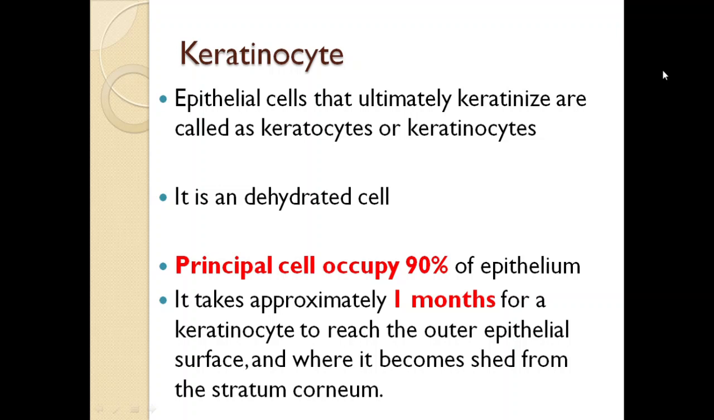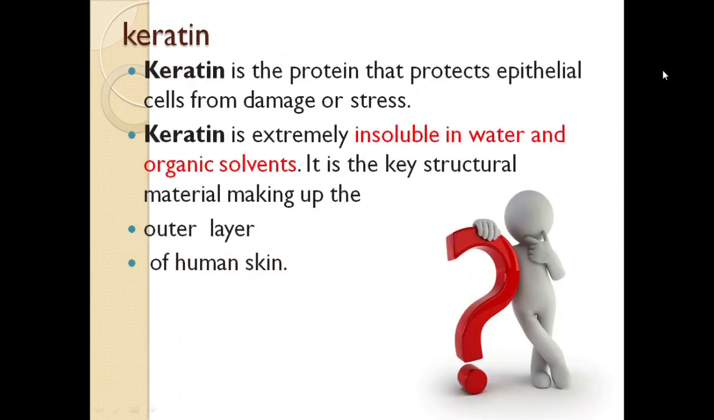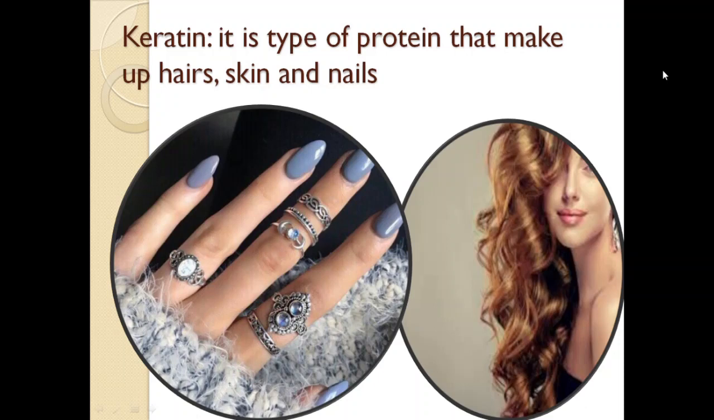It takes approximately 1 month for a keratinocyte to reach the outer epithelial surface, where it is shed from the stratum corneum. What is keratin? Keratin is a protein that protects epithelial cells from damage or various stresses. Keratin is extremely insoluble in water and organic solvents. It is the key structural material making up the outer layer of human skin, hair and nail. So it's a protective, water-insoluble protein that makes up hair, skin and nails.